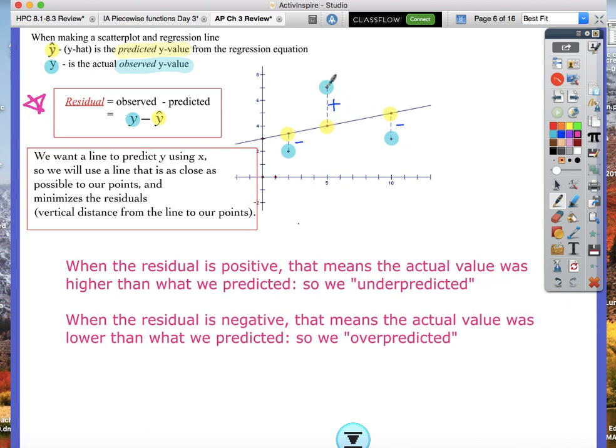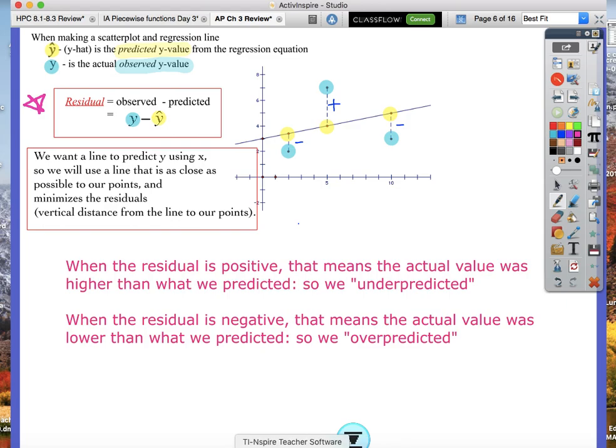If what you actually observe is above the line, that means you're going to have a positive residual. That difference will be positive. So that means that we under-predicted. If we have an actual observed value below the line, that means that this difference is negative. So what we predicted was too high. We over-predicted. So write that residual formula down somewhere so that you don't accidentally get these mixed up.